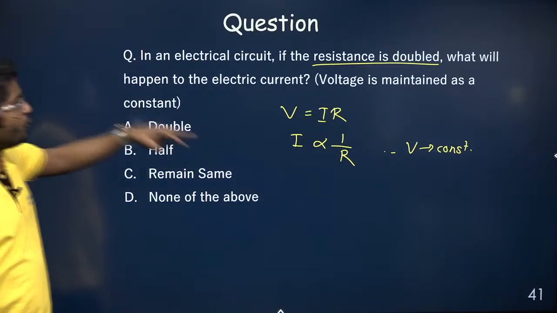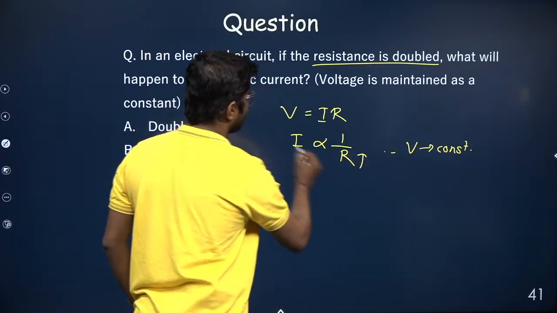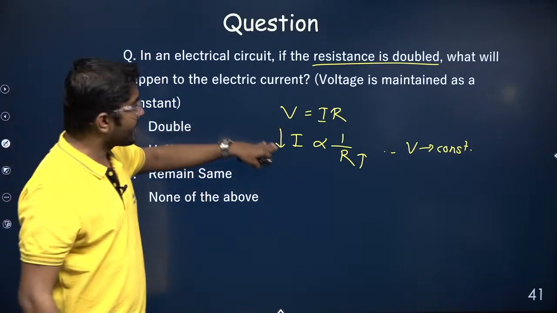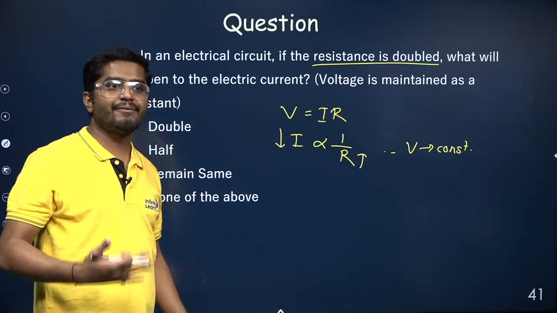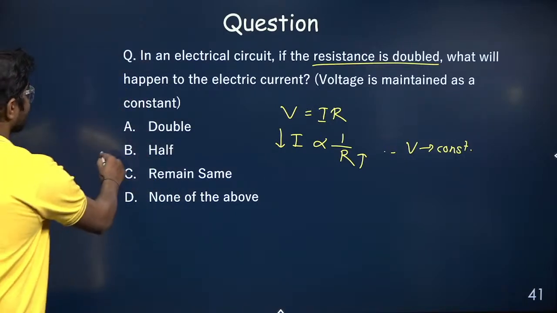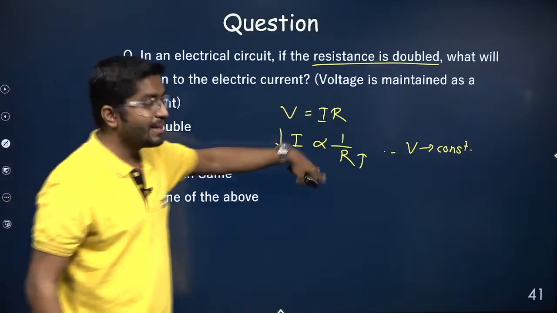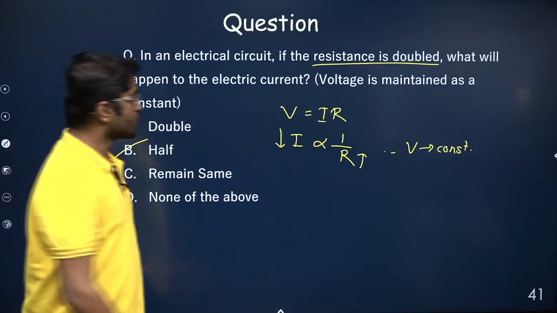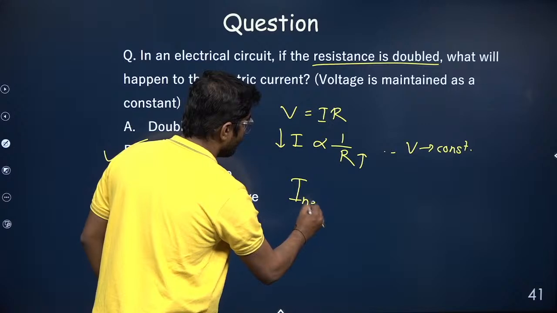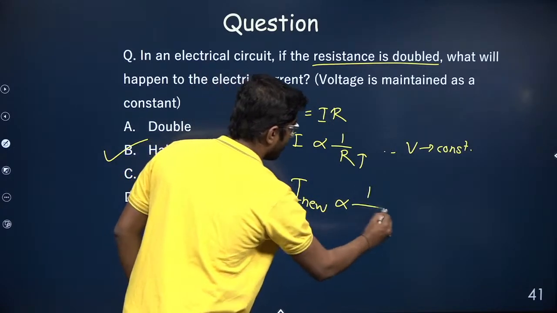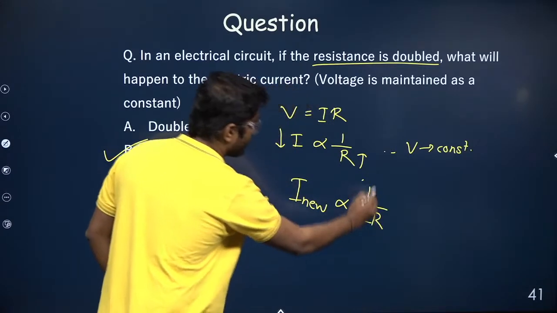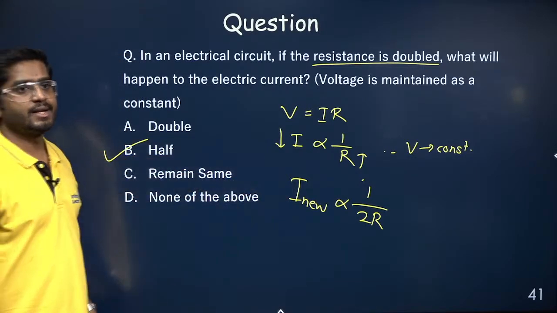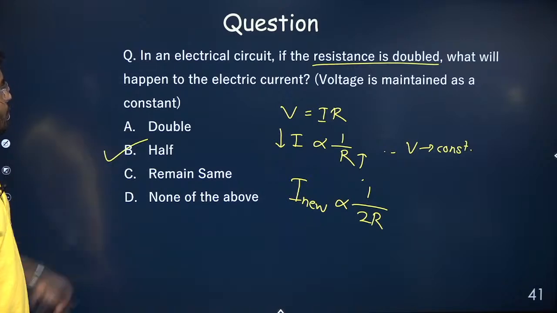So now if you increase the resistance, what will happen to the current? Current will decrease. If you double the resistance, what will happen to the current? Current will become half. So that is option number B. If you double the resistance value, current will become half of it. Yes. So I'll write I would be proportional to 1 by 2 times R. So there is a 1 by 2 factor here, right? So the new current will be half of the original current. So that is why it is option number B.